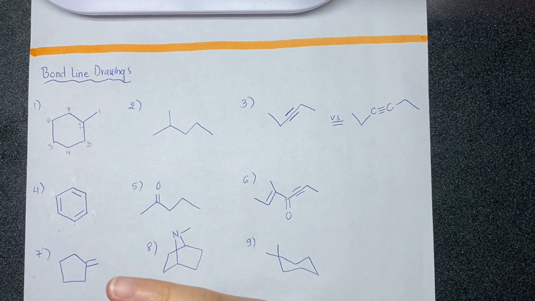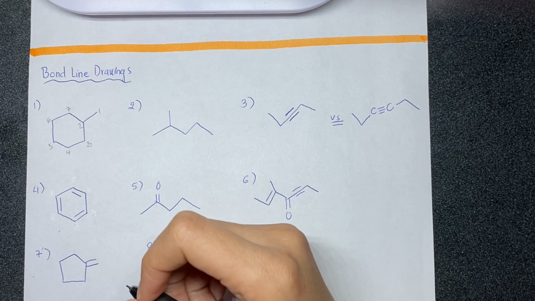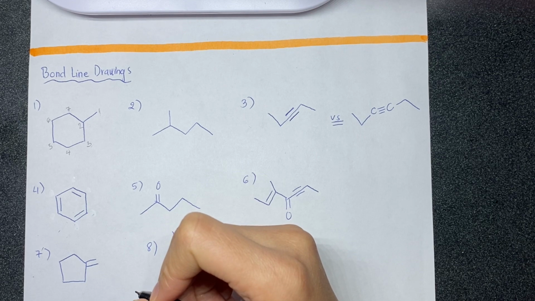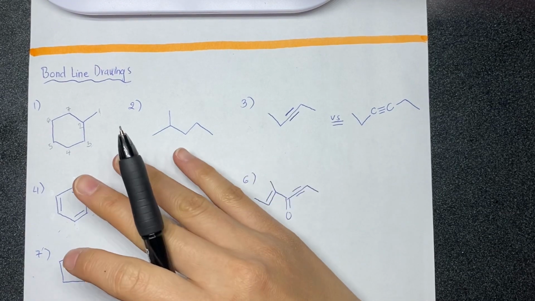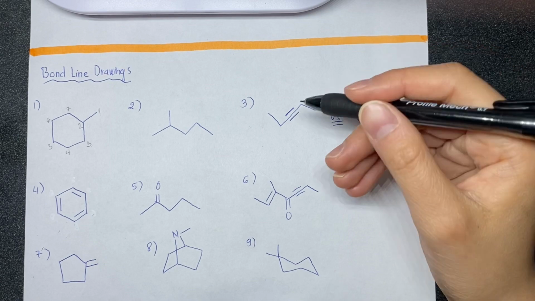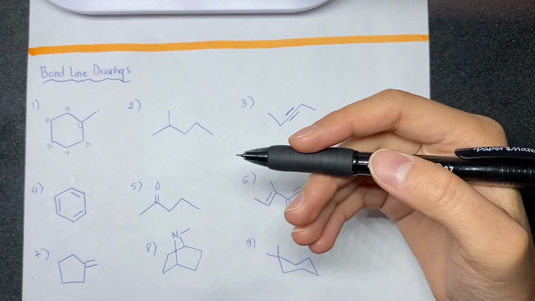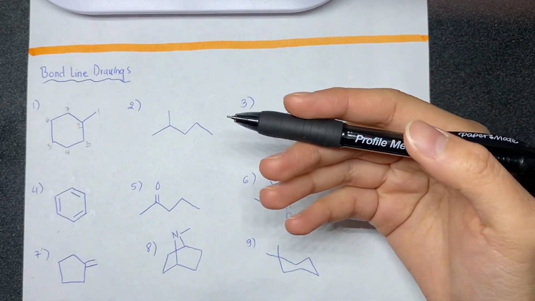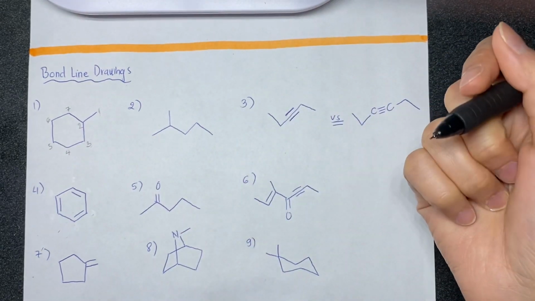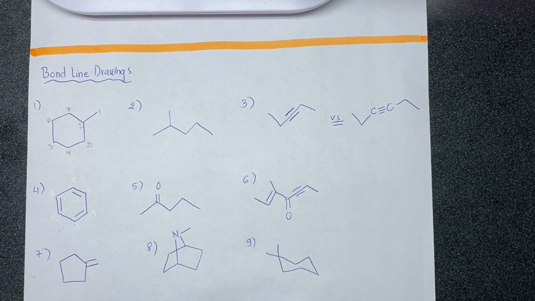Today we're going to be talking about bond line drawings. In organic chemistry, in order for you to be able to figure out what the molecular formula of a carbon-containing compound is, you would have to be able to read these structures or get used to them. So first of all, we're going to start off with how to count the number of carbons in a structure, so that way you would be able to write down what the formula will be, and we're going to get to that as well as naming later.